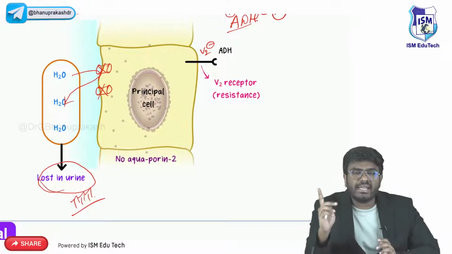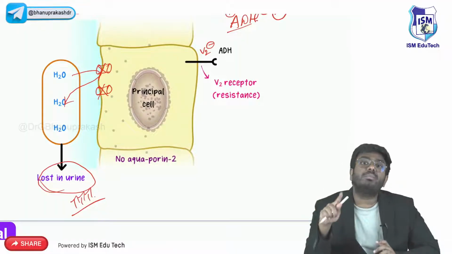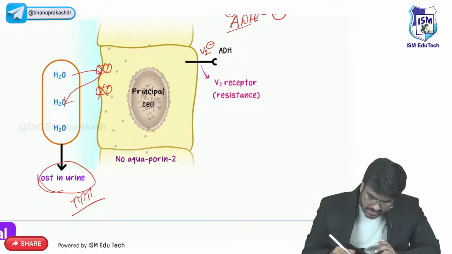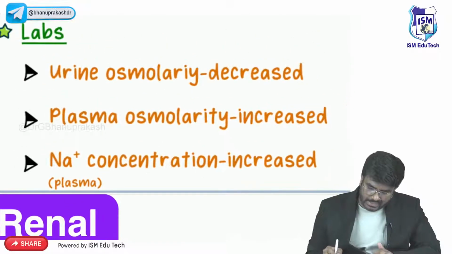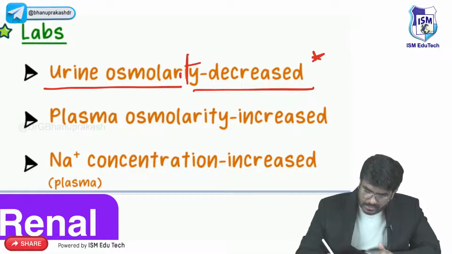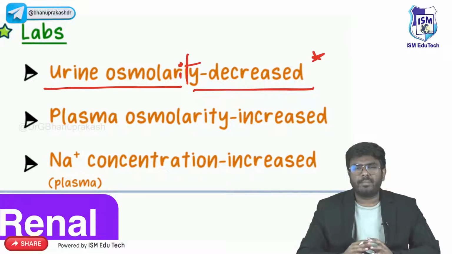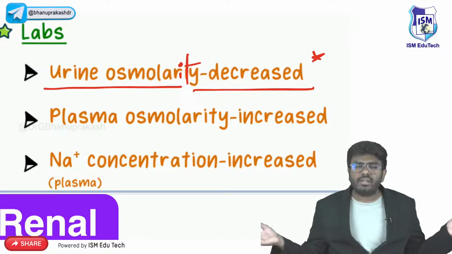Understood? So in SIADH, there is no urine. In diabetes insipidus, there is more urine. Now, please tell me, more and more water is going out into the urine. So what happened to the urine osmolarity in this condition? Urine osmolarity decreases. It means urine concentration decreases. Why? Because urine is totally diluted away.